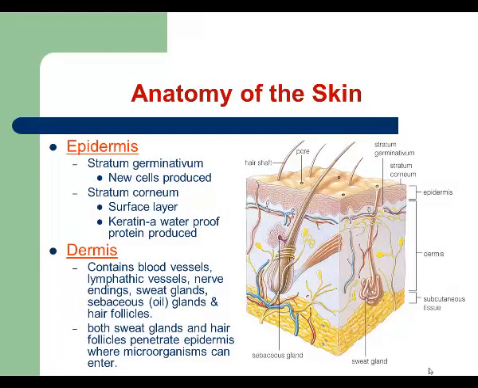Alright, and today's lecture will start with anatomy of the skin. Our skin is composed of two main layers. Those are epidermis and dermis. Epidermis has two main layers in the structure. Those are stratum germinativum and stratum corneum. Stratum germinativum is a deeper layer of epidermis, and this is where new epithelial cells are made. Stratum corneum is the surface layer of the skin. It's made of several layers of epithelial cells, and also it's covered with a waterproof protein.